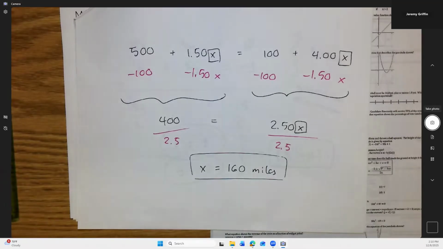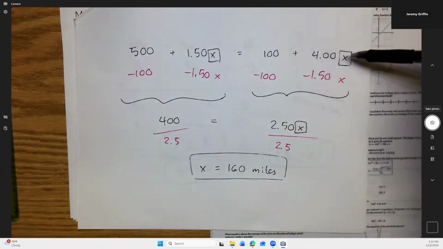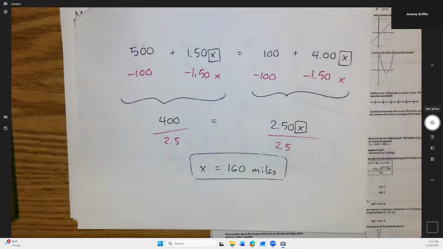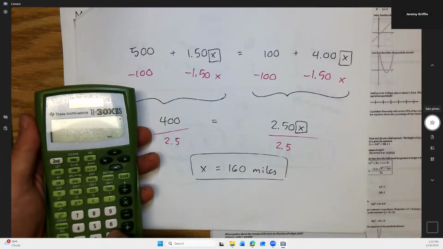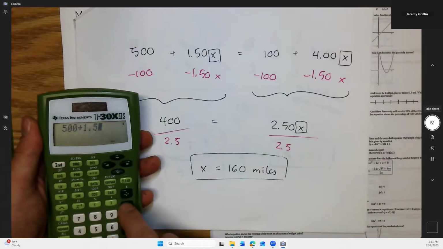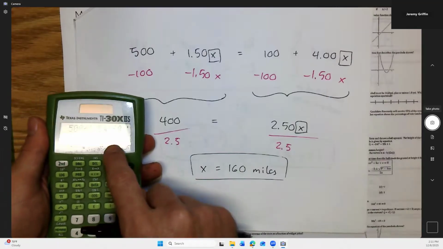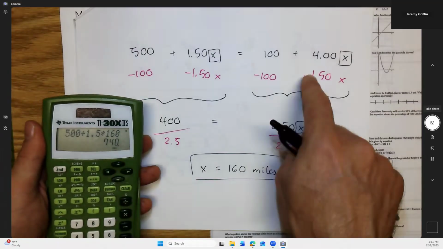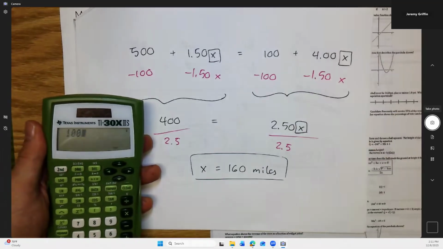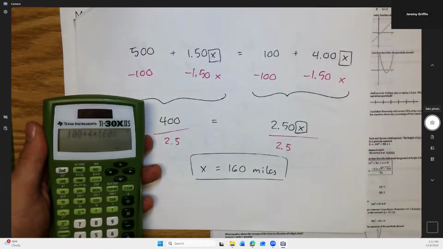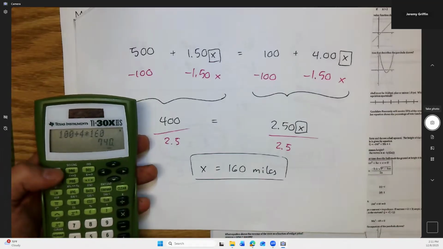160. What it means is if I plug in 160 for x, I can figure out what the cost is going to be, and it should be the same for both. Let's see what that is. 500 plus 1.5 times 160. Okay, $740. Let's try it over here. Yeah, same thing, $740. Right?